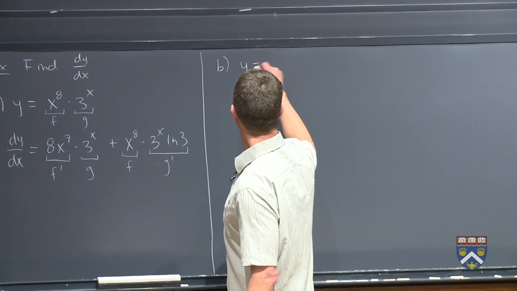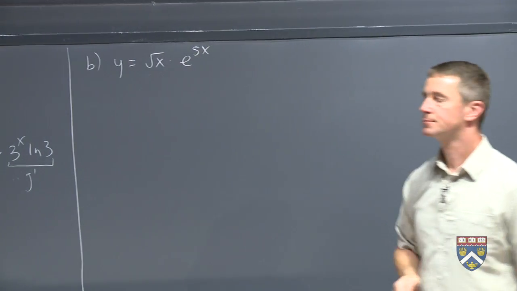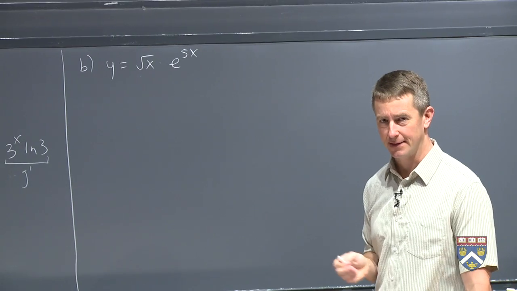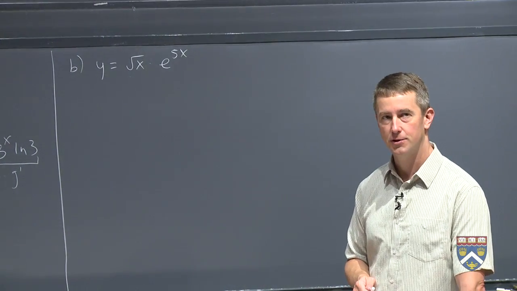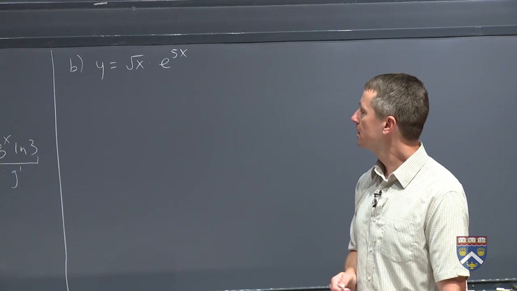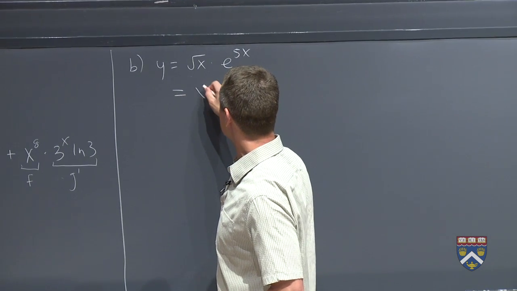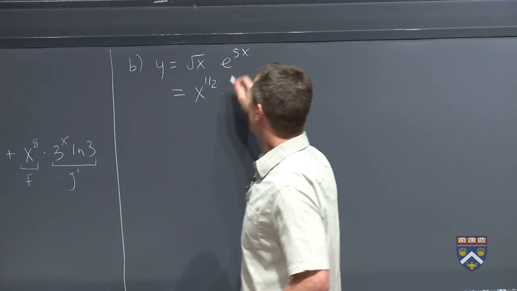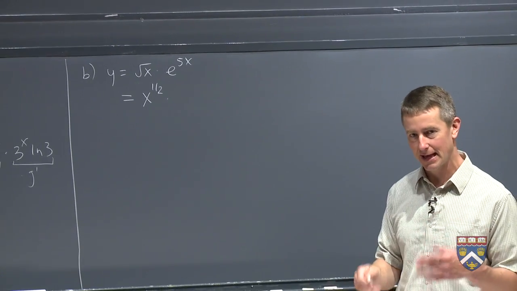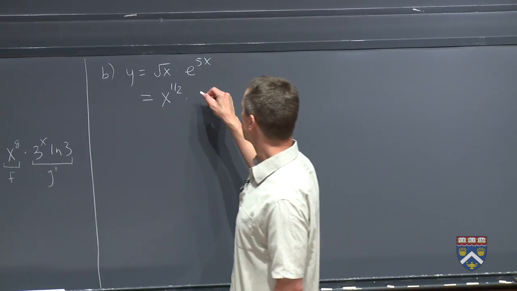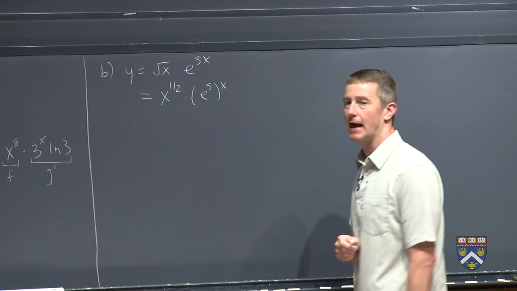Let's try one more. Square root of x times e to the 5x. So we're going to need to rewrite this in order to be able to use our power rule and our exponential rule. You might like to think for a minute about how you would rewrite that. Maybe pause the tape. So before we can use the product rule, we're going to rewrite this as x to the 1/2. And then this, we don't have a rule for e to the 5x. We only have something to the x, either e to the x or b to the x. So we have to do the same thing as we did a little while ago and rewrite that as e to the 5, to the x.